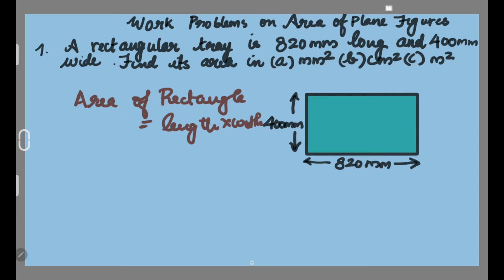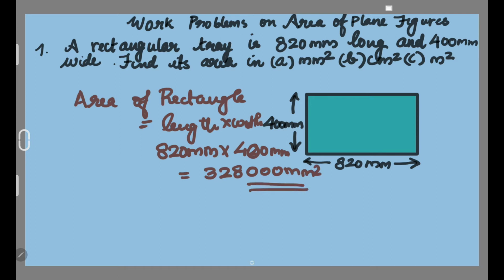What is the length given? It is said that already 820 millimeter and width is 420 millimeter. Sorry, 400 millimeters. So what it gives? It gives 328,000 millimeter square is the area of this rectangular tray. Now we have to find all the parts of the question. The first part is in terms of millimeter square, that we have already completed.